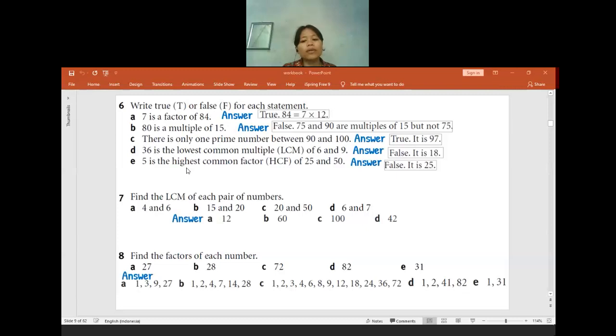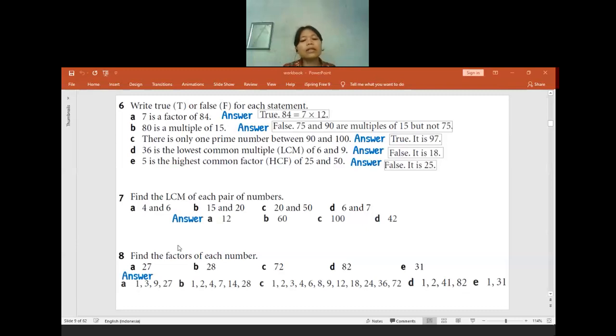Is there anyone who is confused about question 6? Is there anyone? No? Okay. If no one has any confusion, I will move to question 7. Question 7 is not your homework.